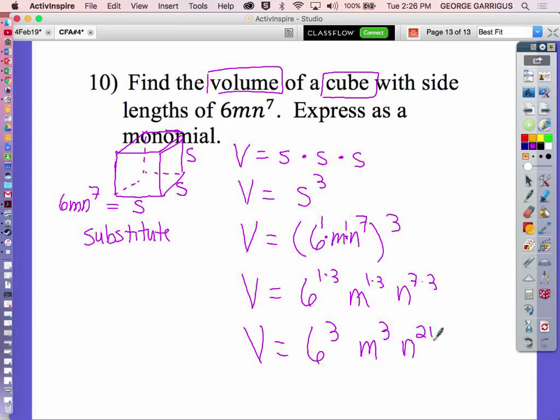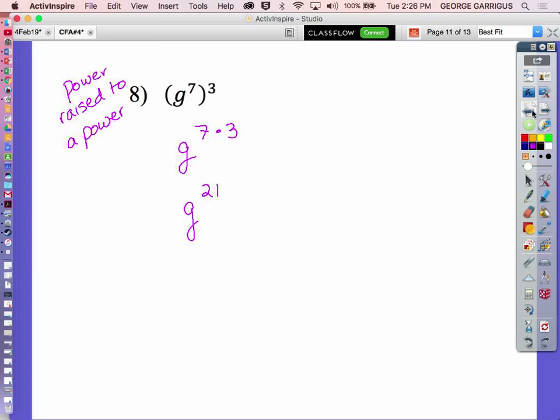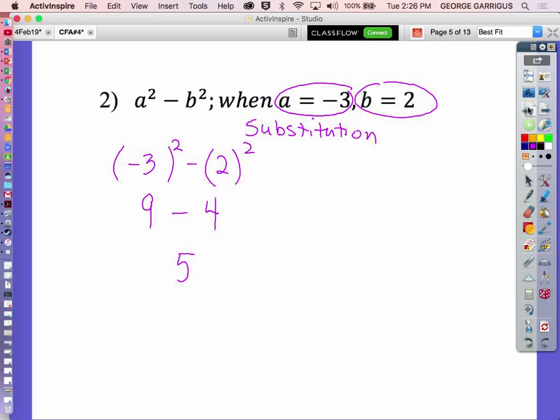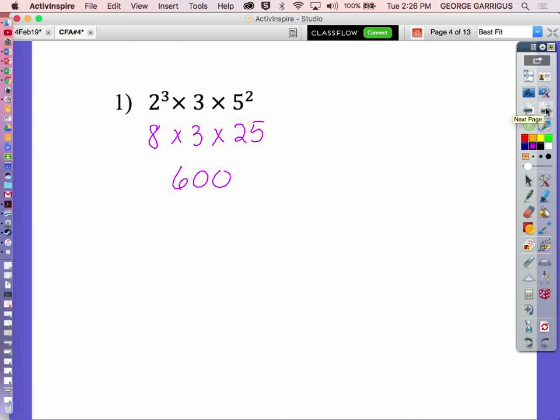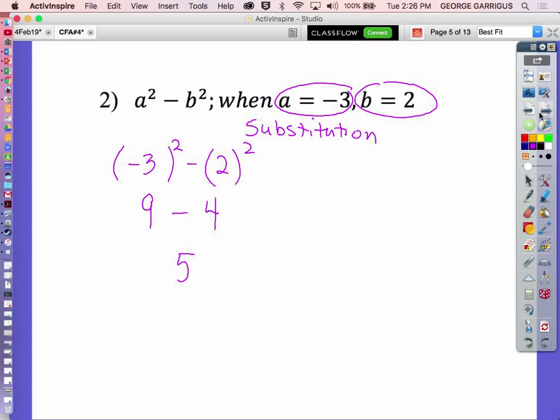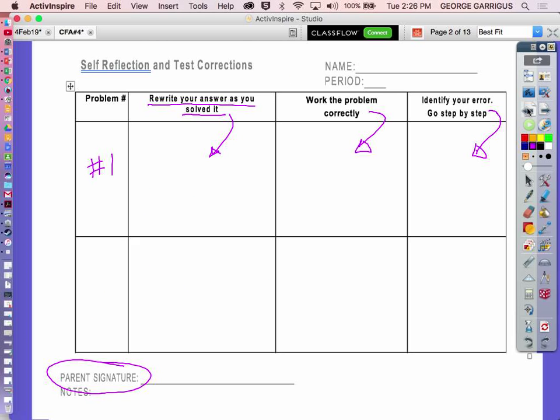So that's the end of the review. Again, you want to go back all the way and make sure that if you have a mistake that you haven't corrected, let's say for example, the second problem, a equals -3, b equals 2, however you answered it on your paper, rewrite it in the first rectangle. Do it correctly, but also reflect on your test.